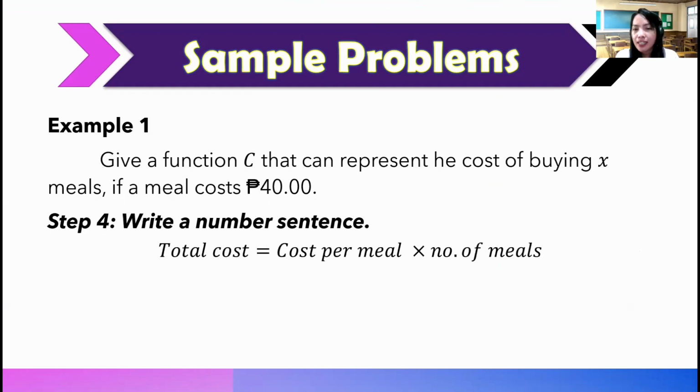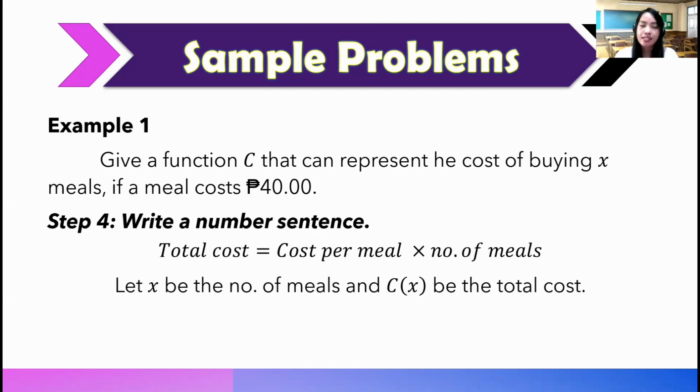In this number sentence, we have to consider ang kukunin natin ay yung total cost to represent the cost of buying x meals. So here, total cost is equal to cost per meal. Magkano ba yung isang meal? Times, which is the operation, number of meals. Kung ilan yung bibilhin mo. So that's the number sentence.